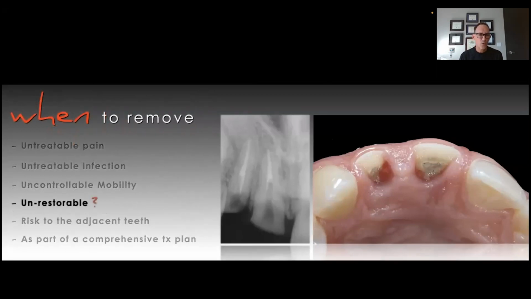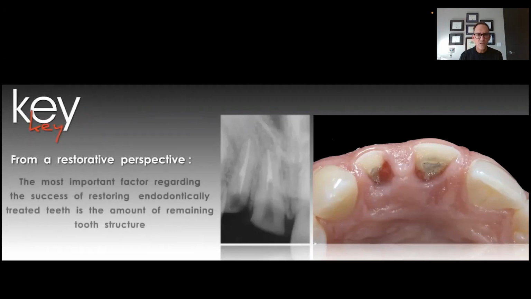So the question here would be, I need to get more tooth structure to hold on to. Is it going to be restorable? Right? So from you and me, if you're a restorative dentist, my perspective is the most important factor for longevity, if I restore these, is how much tooth structure I have. That's the key, right?